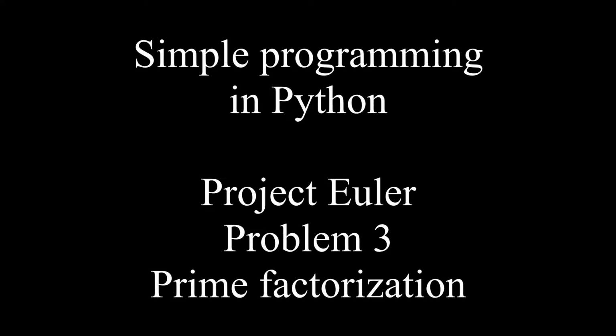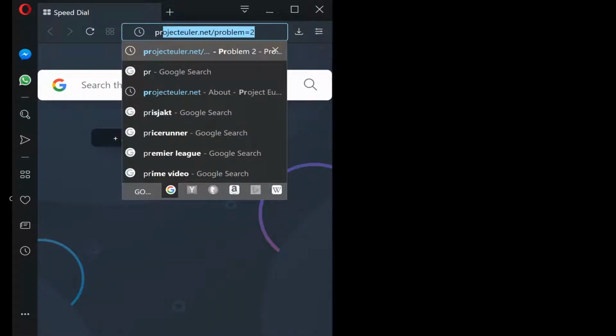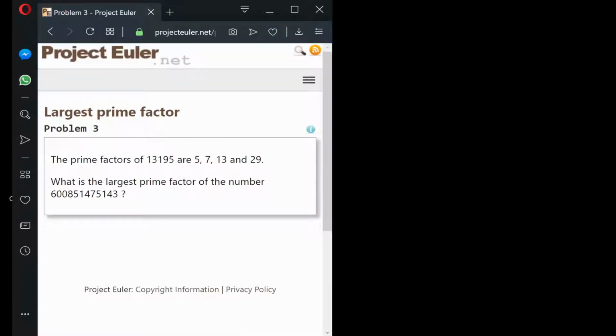Welcome back to another episode of this series where I attack Project Euler problems. So today we are looking at the third problem, which is about prime factorization, which is a very interesting subject in its own right. They want us to figure out the largest prime factor of a large number.